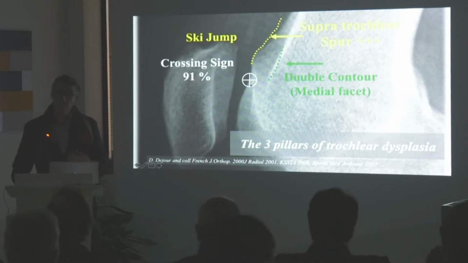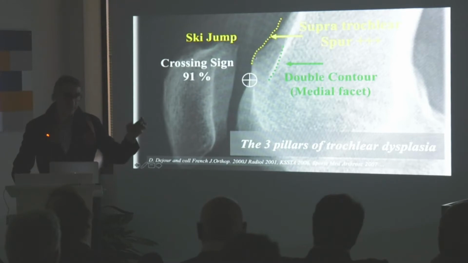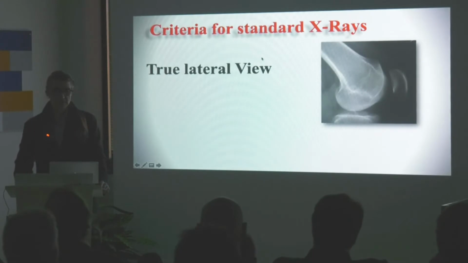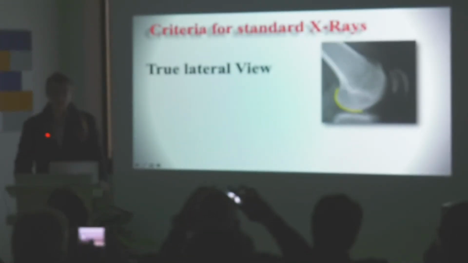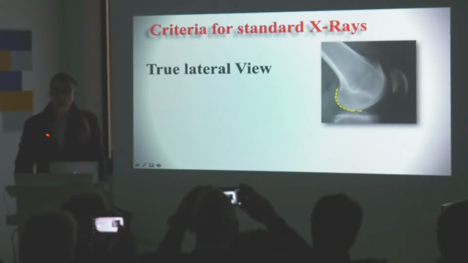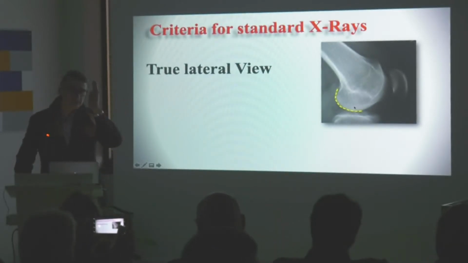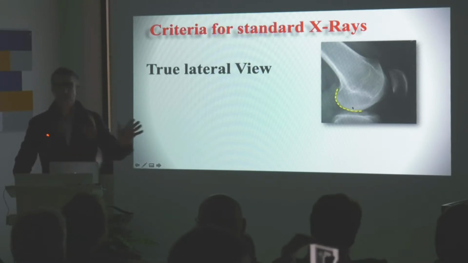You can have only the crossing sign. You can have crossing sign and supratrochlear spur. You can have crossing sign and double contour, but sometimes you have only the crossing sign, okay? So you understand that you don't have all of them every time. And that depends on the grade of your trochlear dysplasia. So the criteria for a standard X-ray, first of all, good X-ray. Both condyles on the same line. That's mandatory. If you don't have that, it's not necessary to look at the trochlea, for sure.